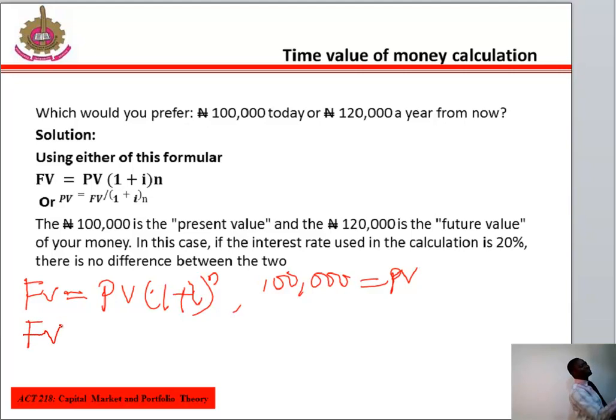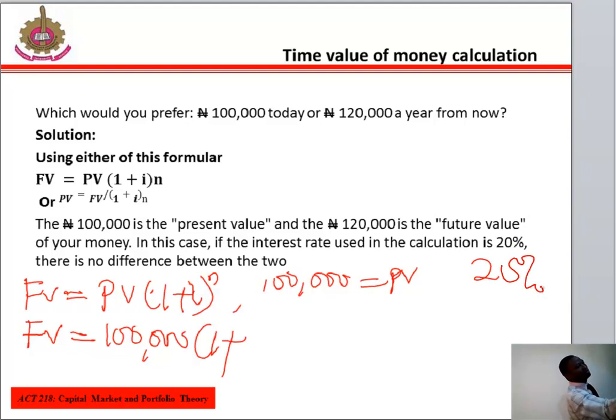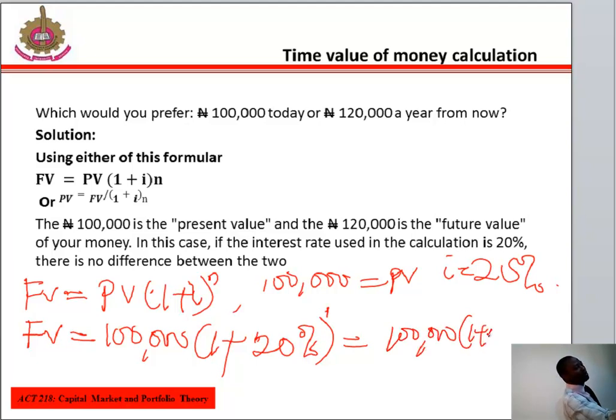The future value of converting the 100,000 naira will now be 100,000 naira times 1 plus, let's assume the rate of interest is 20%. So if the rate of interest is 20%, this will be 20% raised to the power of the number of years, which is just one year. We have 100,000 times 1 plus 0.2 raised to the power 1. At the end of the day, we have 100,000.